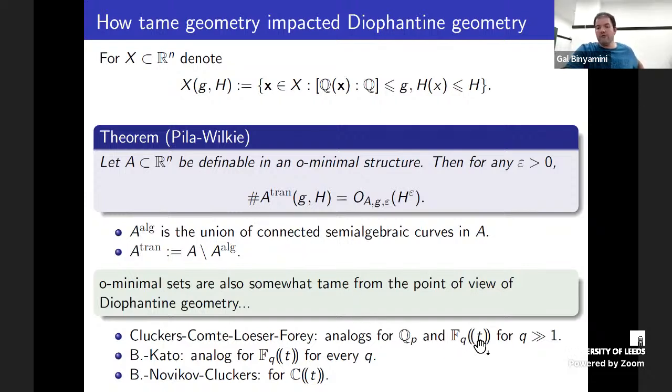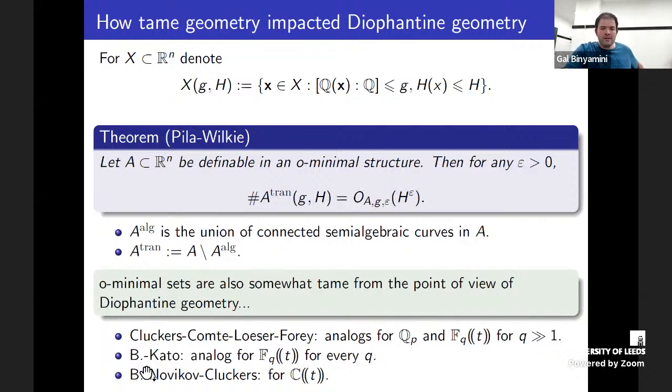There are also analogs for F_q((t)), where q is big. So in that case, you are counting rational functions over subanalytic sets of power series over a finite field, and that's due to Cluckers, Loeser, and Forey. And this was only for q large enough, depending on the set. And recently, together with Fumiharu Kato, we proved this for every q. So actually now there's also an analog of this theorem for power series over finite fields.